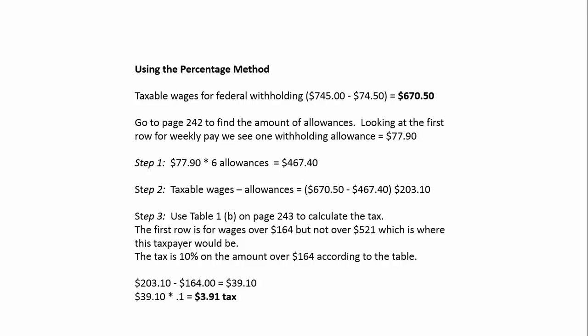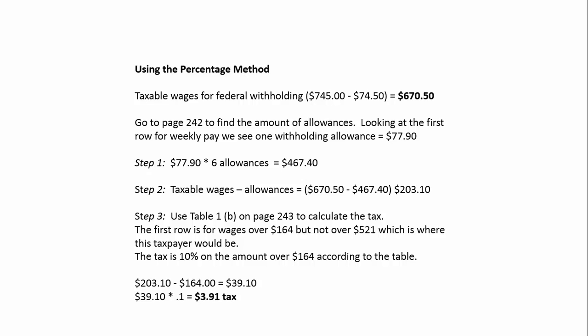Step 2 is to take the taxable wages minus the allowances. So $670.50 minus $467.40 equals $203.10. Moving over to page 243, we're going to use table 1B, B being on the right side for a married person, to calculate the tax.